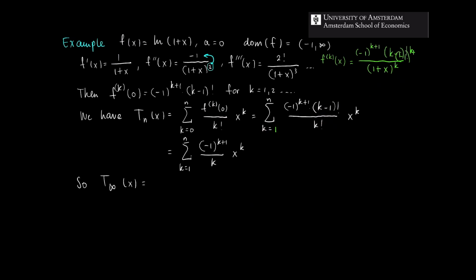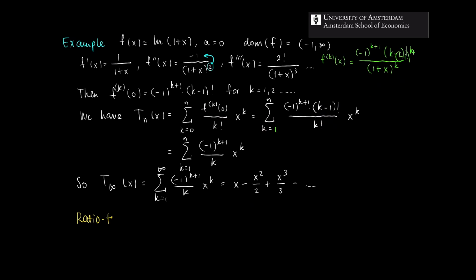So we have, as a Taylor series, this one, just rewritten with an infinite sum. So the Taylor series equals x minus x squared divided by 2 plus x to the power 3 divided by 3, etc., etc. Okay.